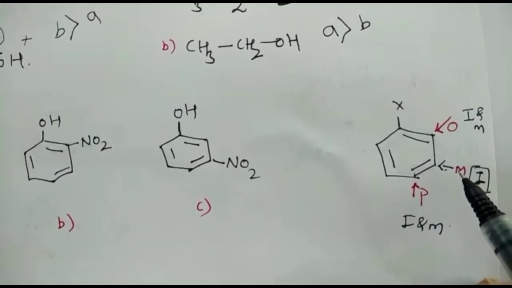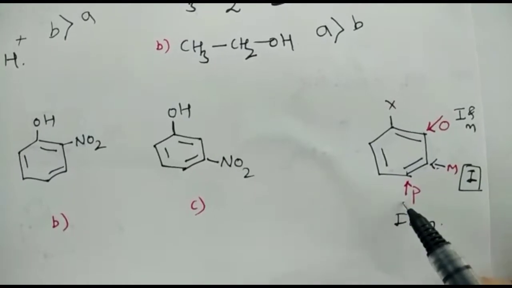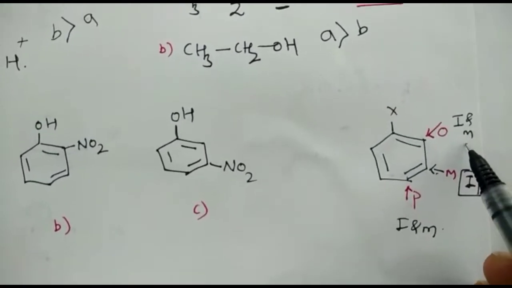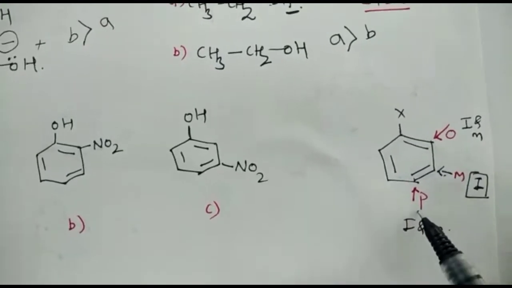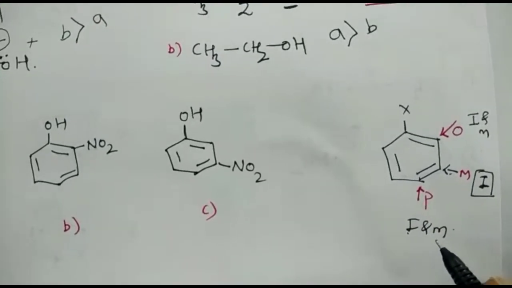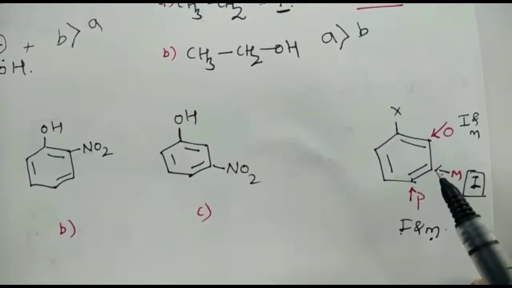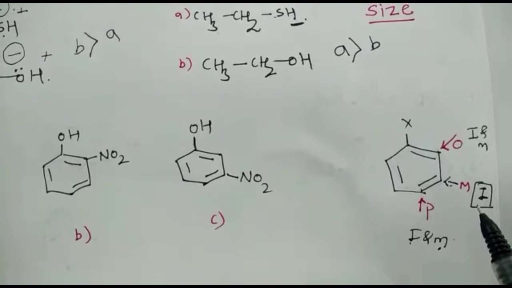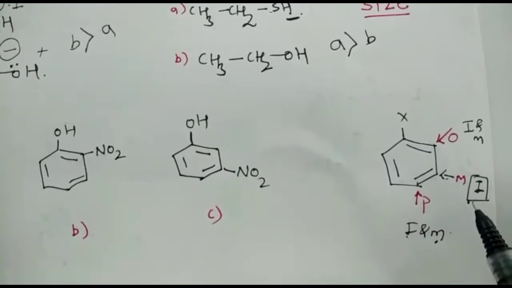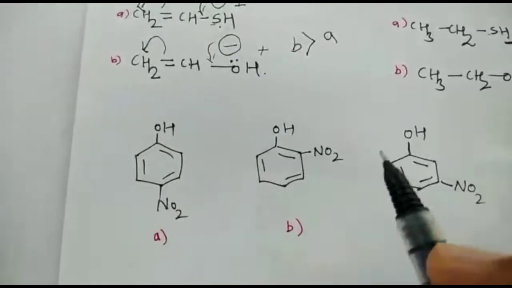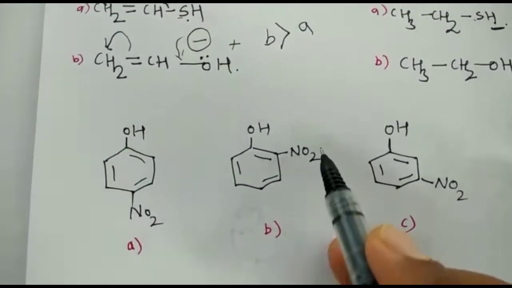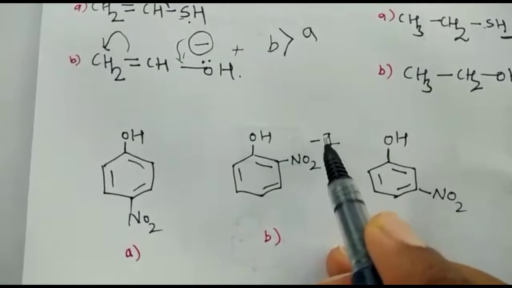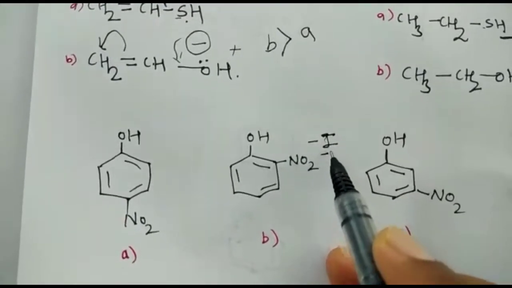One thing you should remember: at ortho and para positions there is an inductive effect as well as a mesomeric effect. But at the meta position with respect to X, there is only an inductive effect, no mesomeric effect. See, here the electron withdrawing group has a minus I effect, and along with that minus I effect, a minus M effect is also there.